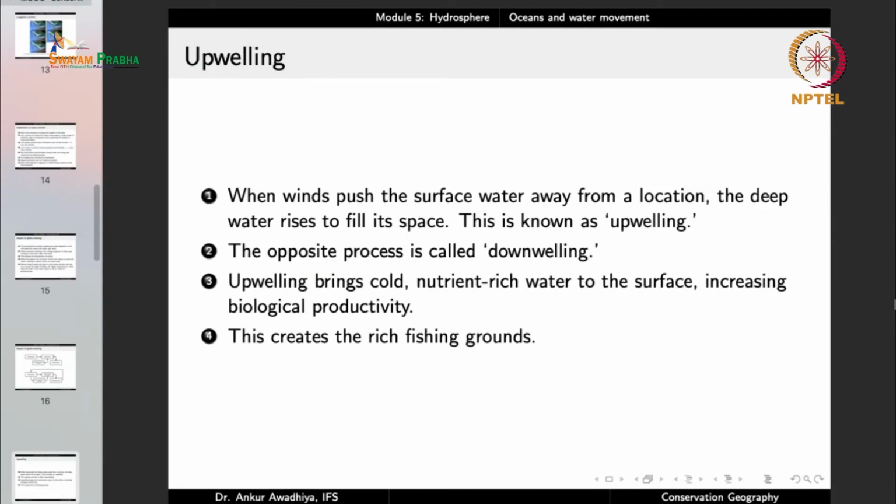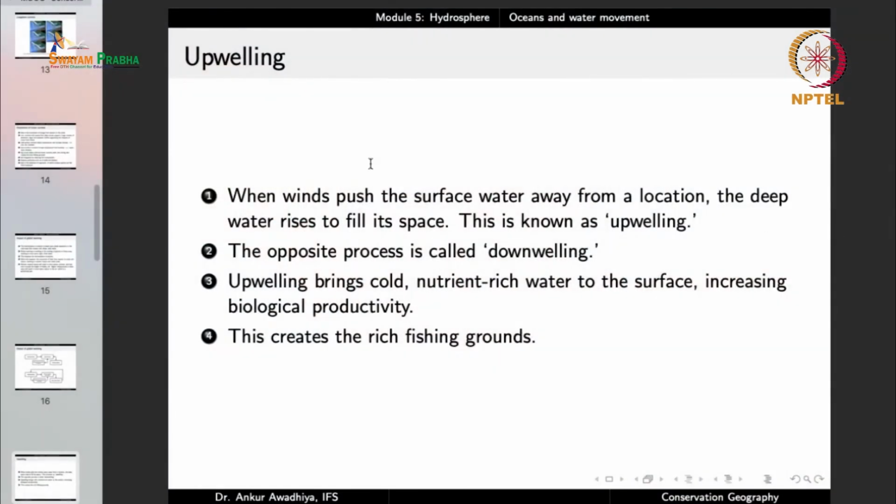Another movement of the ocean water is upwelling. Now, upwelling is the movement of waters from down below to upper areas. And this typically happens because of winds. So when winds push the surface water away from a location, the deep water rises to fill its place, and this is known as upwelling. An opposite process called downwelling also happens if the winds are concentrating surface waters into an area.